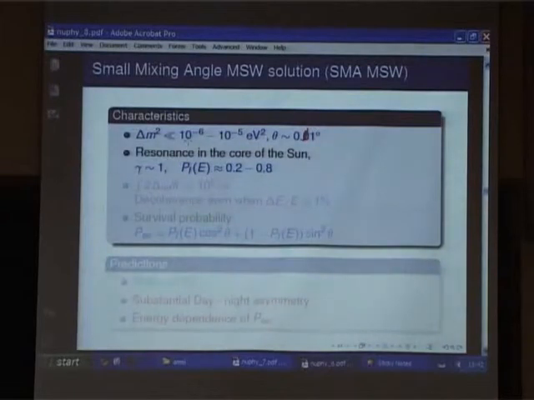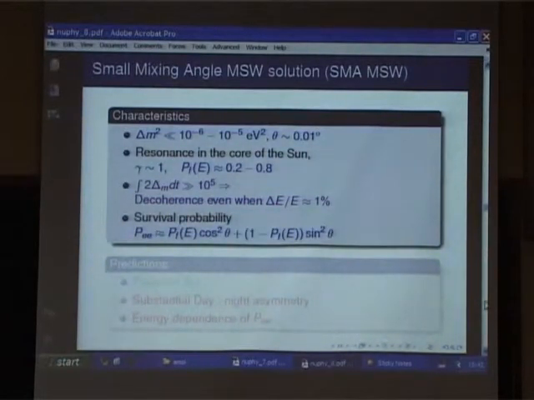Since the phase is 10 power 5, even if I measure it to 1% accuracy, the error in phase is 10 power 3. It basically means I don't know the phase. Therefore, there will not be any oscillating phase. I will only get the first two terms. So my probability of survival will simply be PF times cosine square theta plus 1 minus PF times sin square theta.